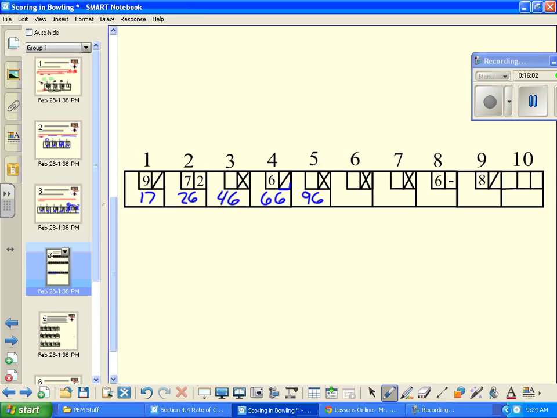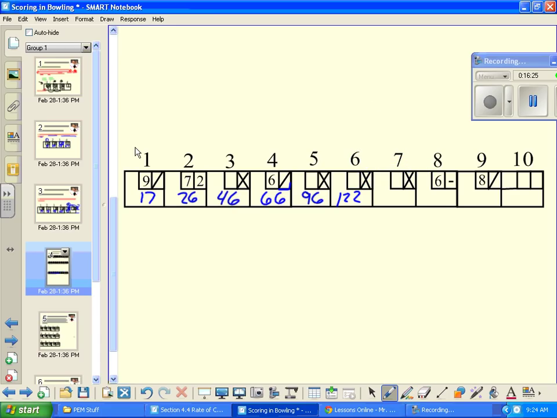In the sixth frame, like we talked about, I got that strike. A strike is 10 plus the next 2 throws. So plus 10 more plus 6 more. So this strike is worth 26 pins. Adding 26 to my total, I'm going to get 122 so far in the sixth frame.